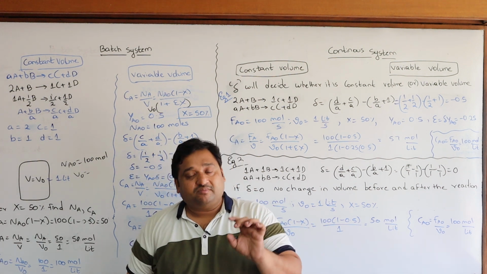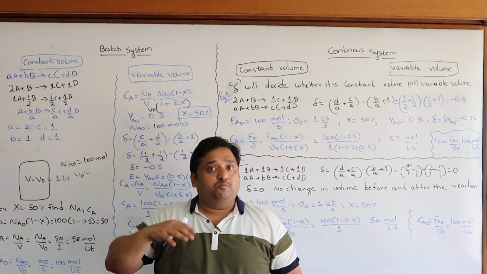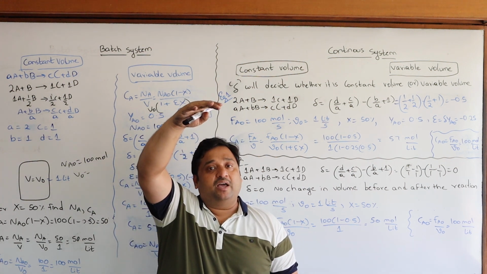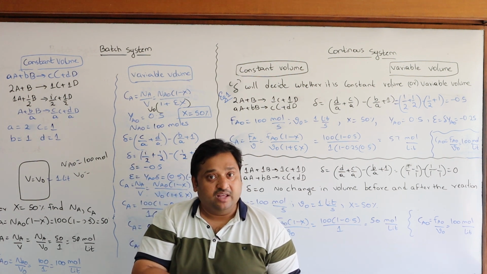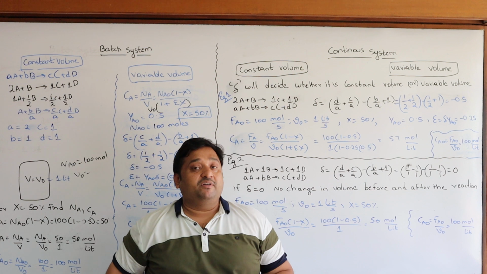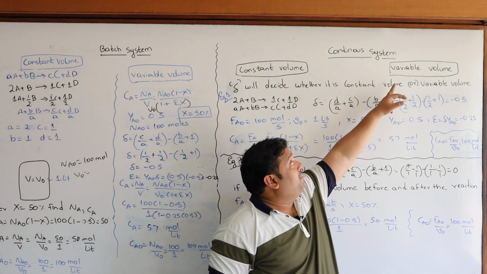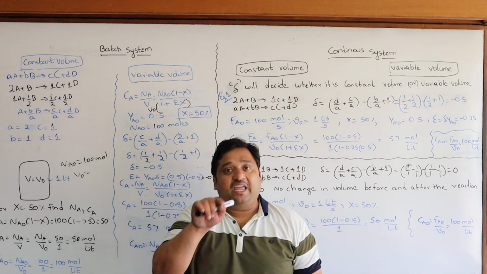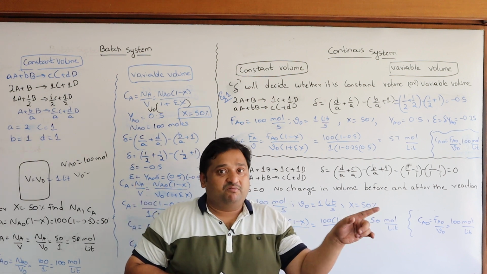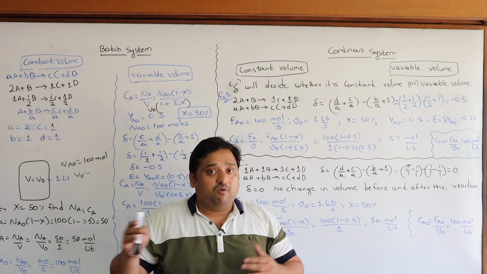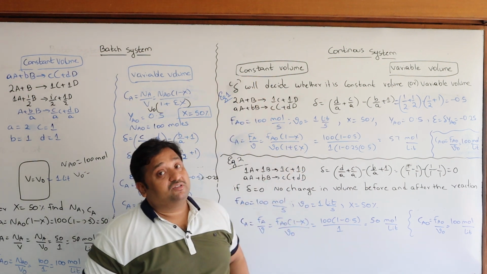If delta is positive, after the reaction the volume will be higher; if delta is negative, after the reaction the volume will be smaller than the initial volume. Whether delta is positive or negative, we have to apply variable volume formulas. If delta equals 0, that means 1 mole of A is giving 1 mole of B, there is no change in the moles, and the volume will not change. Then we have to apply the formulas for constant volume systems.